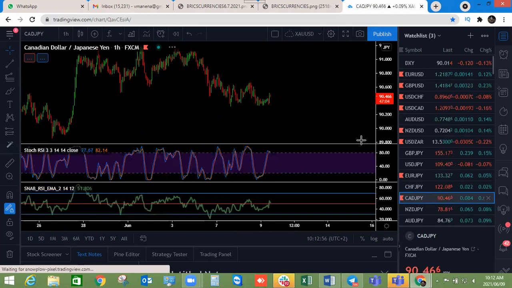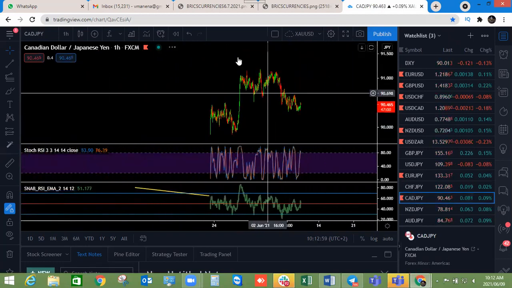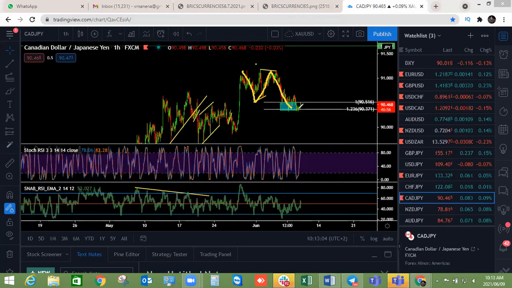CAD yen. We looked at this one to be giving us a 3-wave pullback here, a 1, a 2, and we are in the blue box. We want to see this push to the upside. Are we getting divergence here? We're getting very strong divergence. We are above 50 on the 4 hour, so we would want to see a confirmation of a trade setup on the 1 hour for more upside.